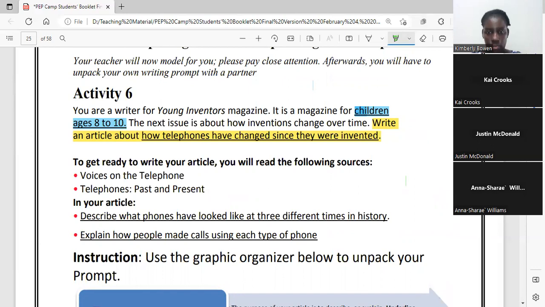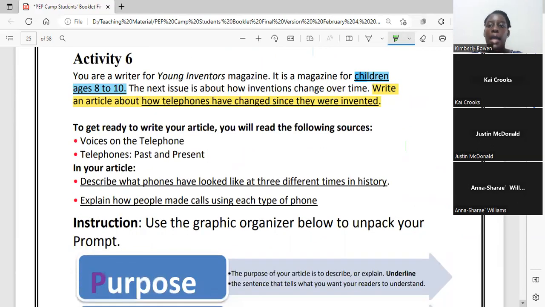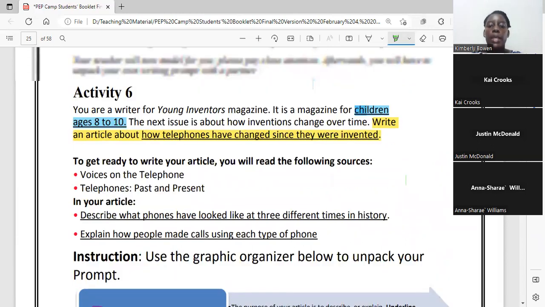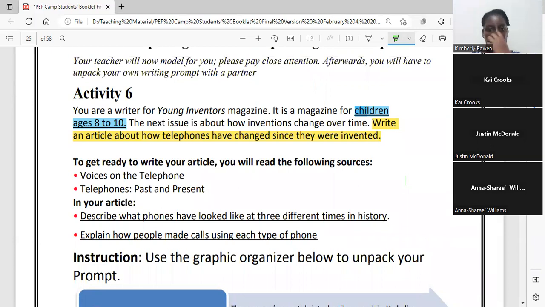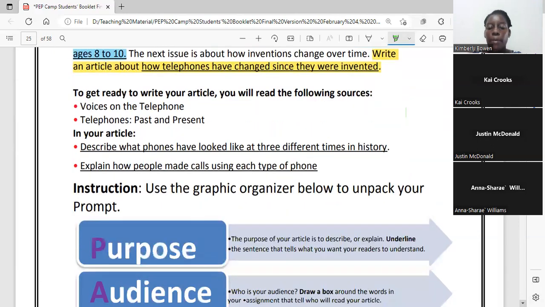Miss, change, in the sentence where it says, the next issue is about how inventions change over time. Okay, so it tells you the next issue is about how inventions change over time, but we're not writing about or changing anything. We're just writing about how inventions have changed. What are we doing in the essay? And these strong verbs, that's our purpose.